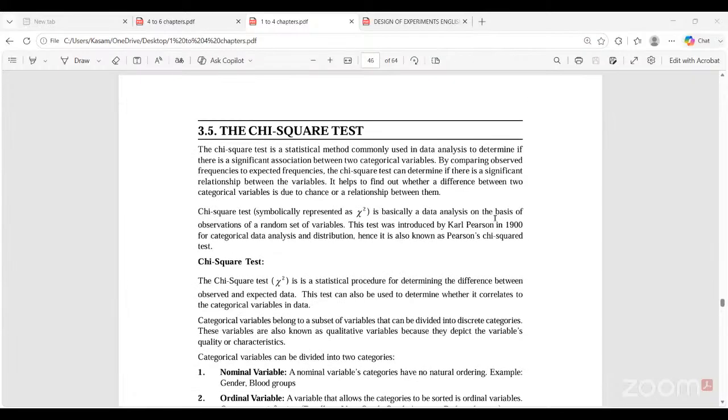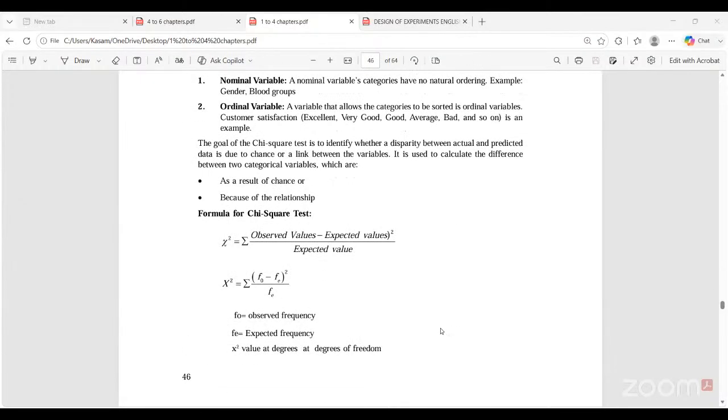This is the most important one: the chi-square test. What is the chi-square test formula? Observed values minus expected values, whole square, by expected value. The observed value is F naught, the expected value is Fe: the sum of (F naught minus Fe) whole square by Fe.